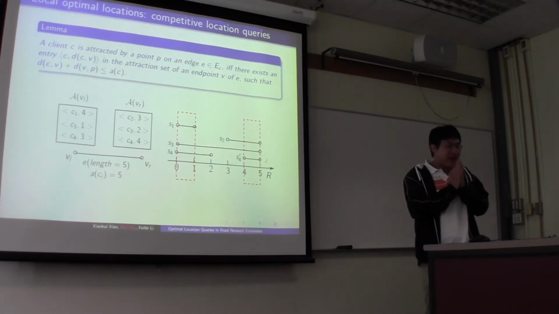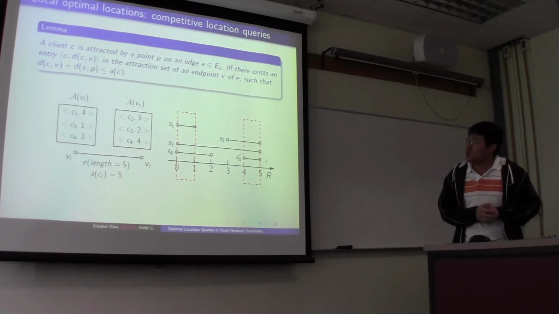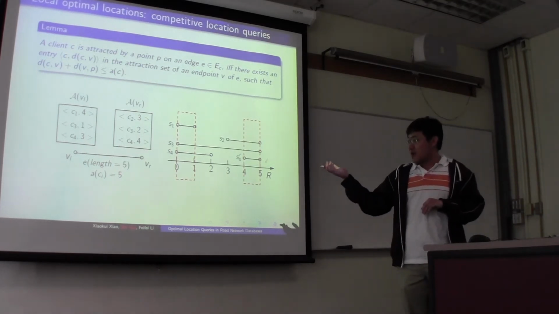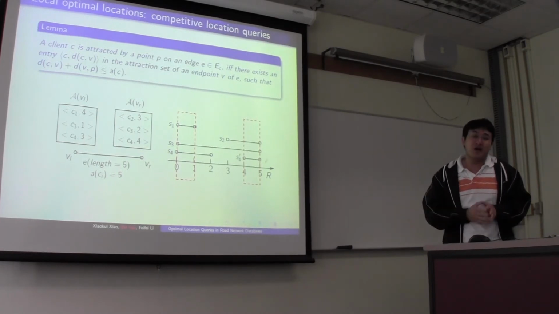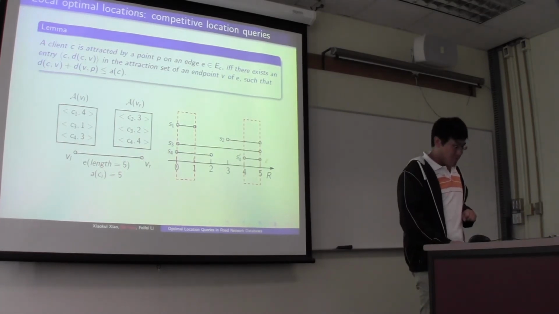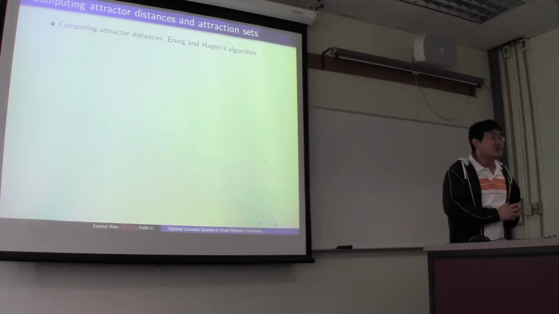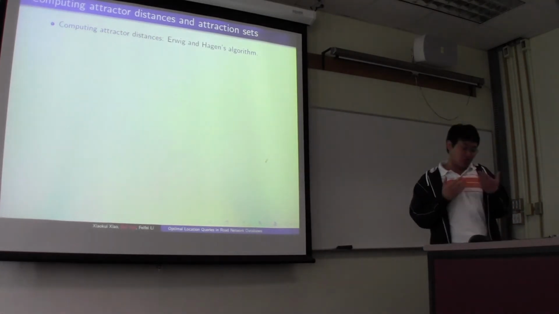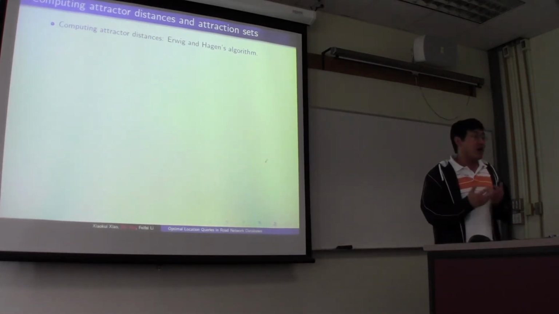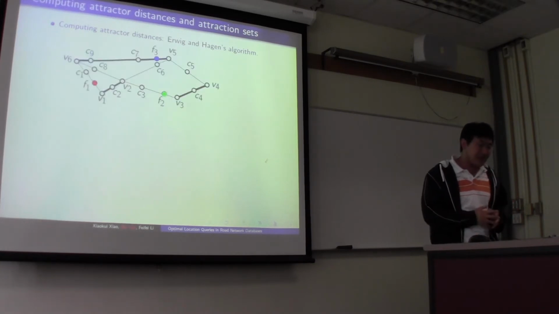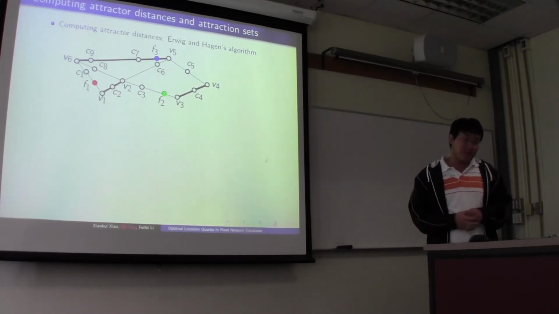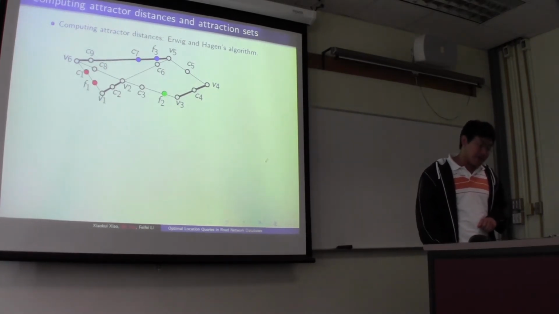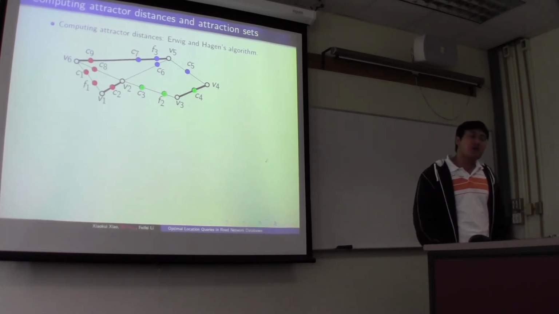Next, before we can execute this algorithm, we need two inputs: the attractor distance for each client, and the attraction set for the endpoints of the candidate edges. For computing the attractor distance, we use the Erwig and Hagen algorithm, which is used to derive the Voronoi diagram on the road network. Specifically, it takes the road network and the set of facilities as input, and it gradually expands until all the clients are met.